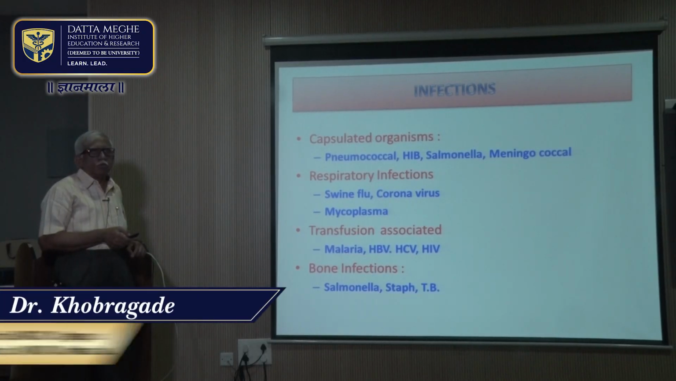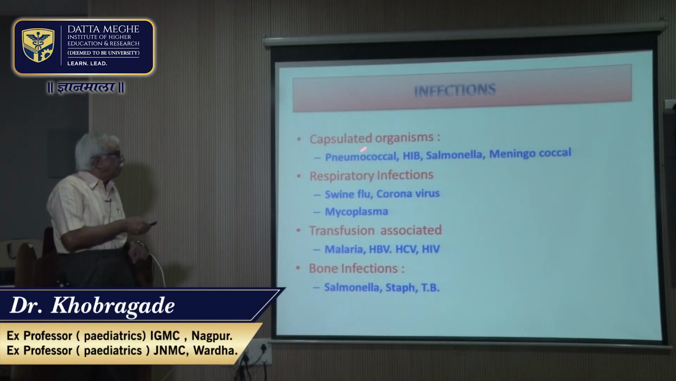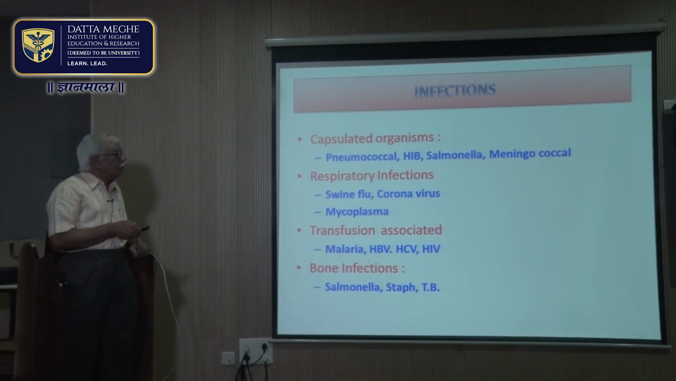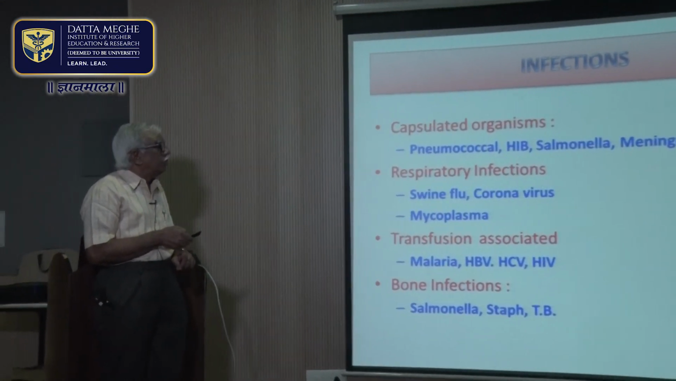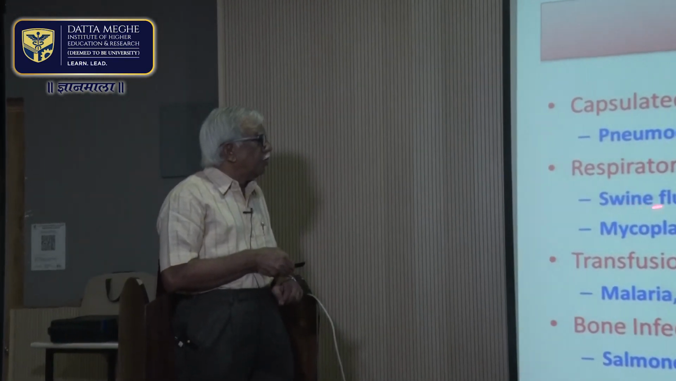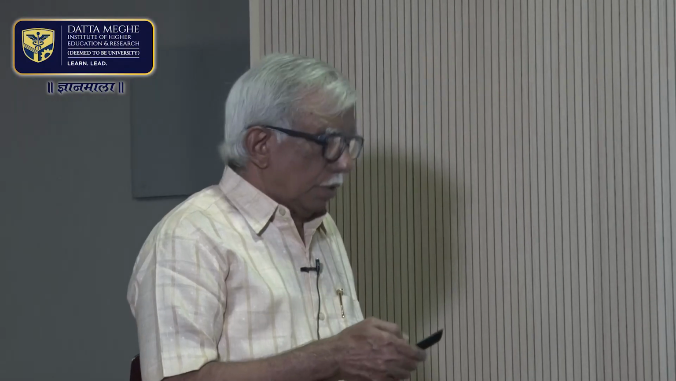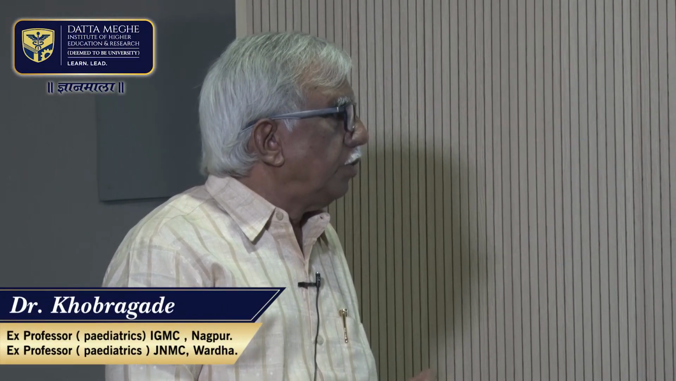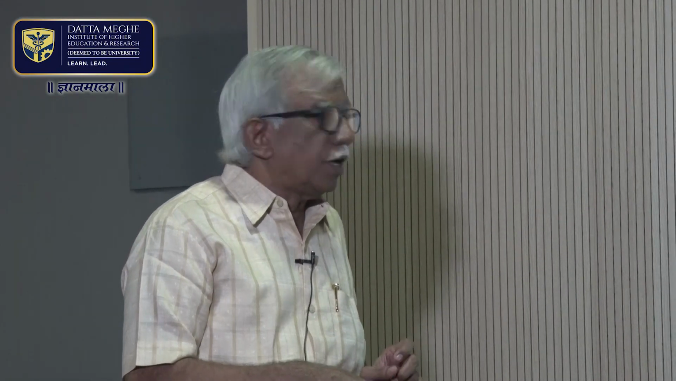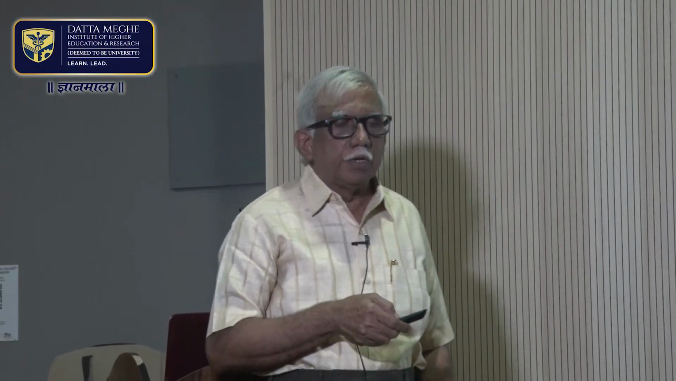Infections: the most common infections seen in these patients are from capsulated organisms. They are pneumococcal, Hib, meningococcus, salmonella. These are the capsulated organisms where the infection risk is very high in these patients. Respiratory infections like swine flu, coronavirus, and mycoplasma should also be borne in mind in view of acute chest syndrome. Transfusion-associated infections like malaria, hepatitis B, hepatitis C and HIV should also be borne in mind, along with VDRL for syphilis. And bone infections like salmonella, staphylococcus and tuberculosis. All these types of infections should be borne in mind when you are taking care of a child with sickle cell anemia.